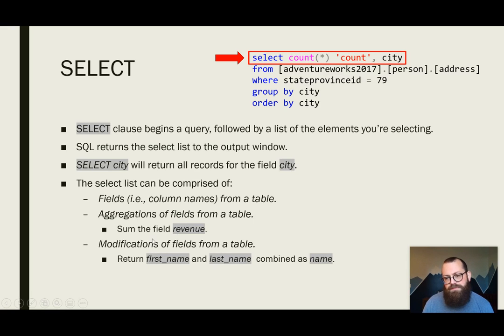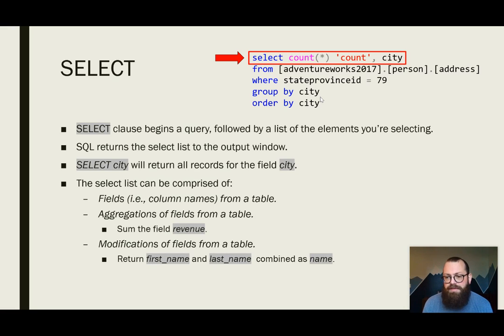And just a preview of the future, anytime that you use an aggregation function, in addition to aggregating across a field, you will also need the group by clause. And that's why it's present in this particular query. But we're only focusing on the select clause to start here. So you can pull fields, you can pull aggregations of values from those fields, and then you can also modify the values within a particular field.